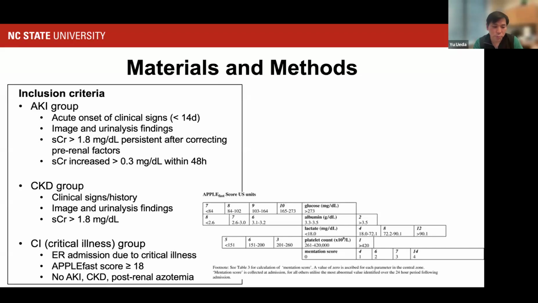Patients included in this group had a score of more than 18, so it's moderately critically sick patients in this CI group. But this group did not include patients with AKI, CKD, and post-renal azotemia. I believe this group had patients with pre-renal azotemia, meaning they had a high serum creatinine concentration at admission. But if these numbers went down to normal values after fluid resuscitation, these patients could still be included in the CI critical illness group, not the AKI group.